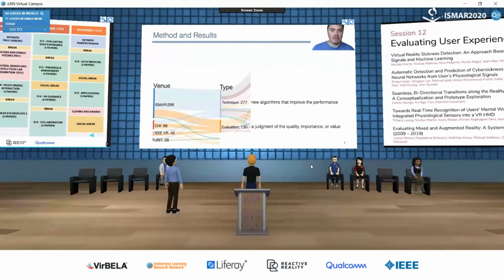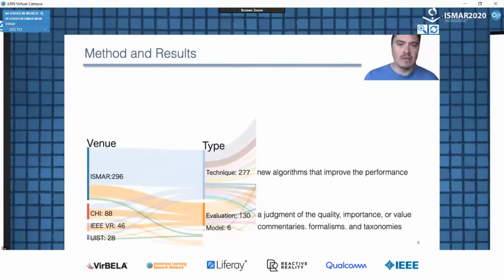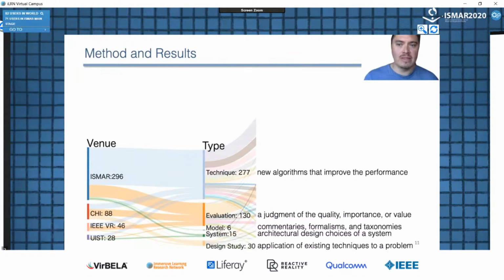130 evaluation papers that elaborate on judgments of the quality, importance, or value of mixed and augmented reality approaches. 6 model papers that correspond to documentaries, formalisms, and taxonomies. 15 system papers that discuss design choices of the architecture of a system, and 30 design study papers in which authors present the use of existing techniques to address a relevant problem.